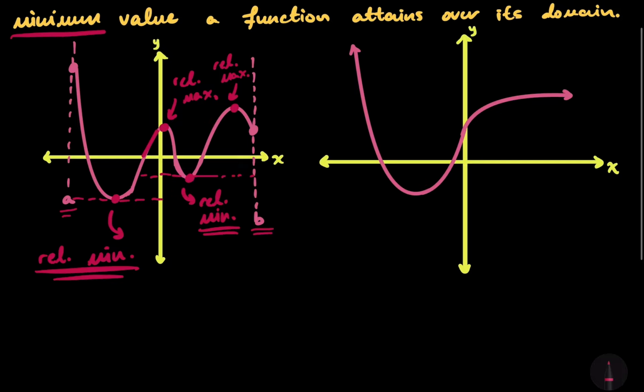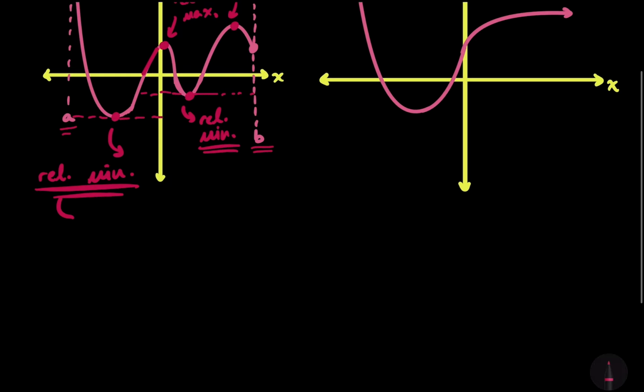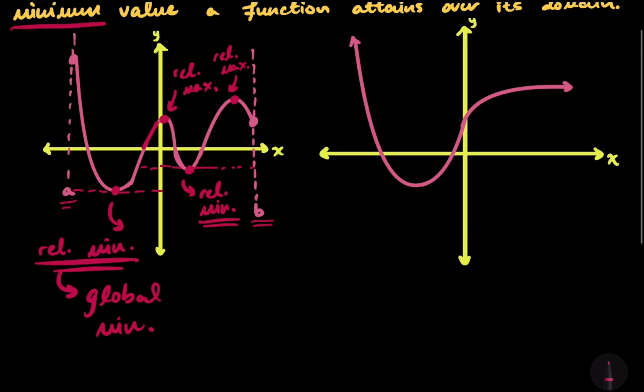And so what we can say is that this is not only a relative minimum, but this is also going to be our global minimum, right? And why is that? Well, we looked at our relative minimum values and we found the one that is the least relative minimum value. So it's the least value our function attains over its interval, the lowest value our function attains over its interval, or over its domain rather.